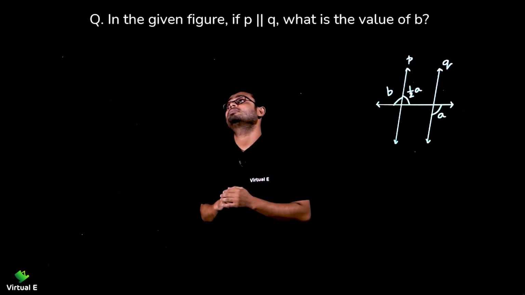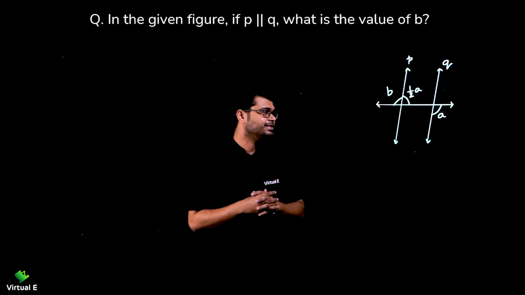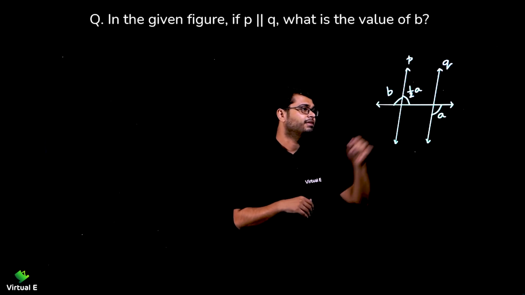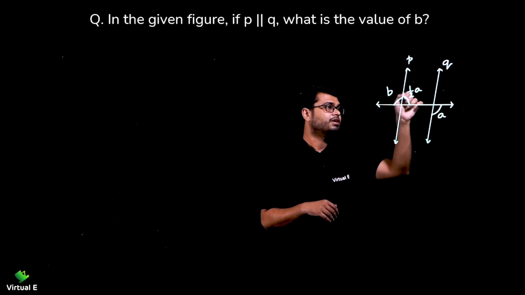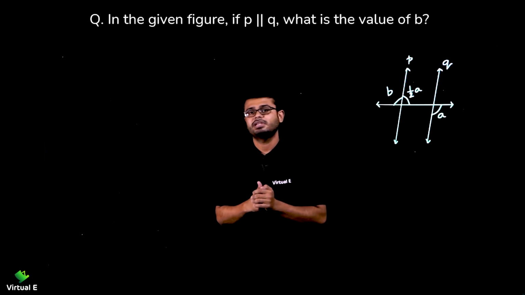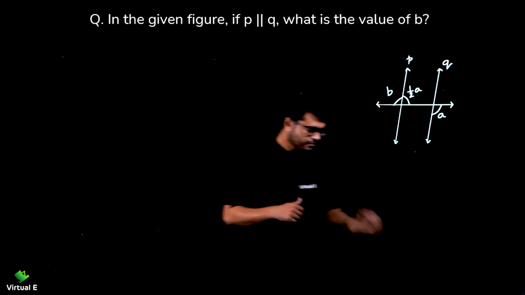What is the value of B? We need to find the value of B over here. Very less information is given over here. Though let's try. Here we have this angle B, this angle 1 by 2A, and here it is A. So how shall we approach this, right? Very interesting question it is.